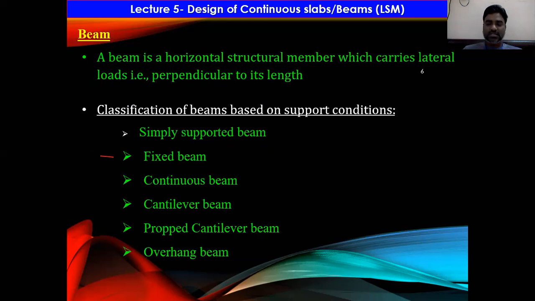The construction will start from bottom to top, right? That means exploration of soils, footing construction, columns, beams, and slabs. So a beam is a horizontal member which transfers the lateral loads, perpendicular to its length. And based upon the type of supports, the beams are classified into different types.